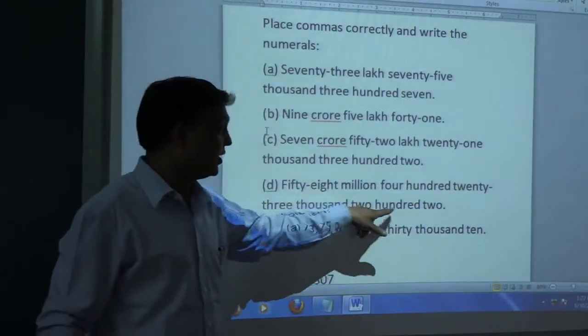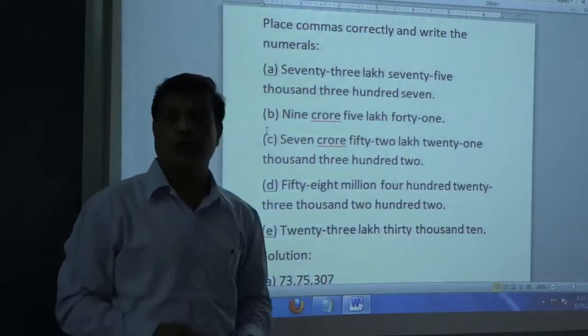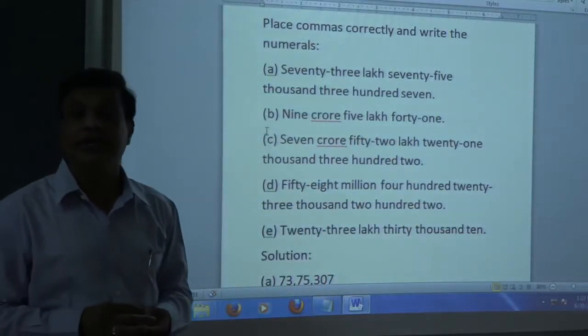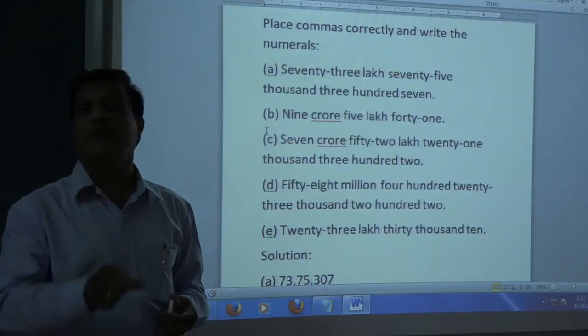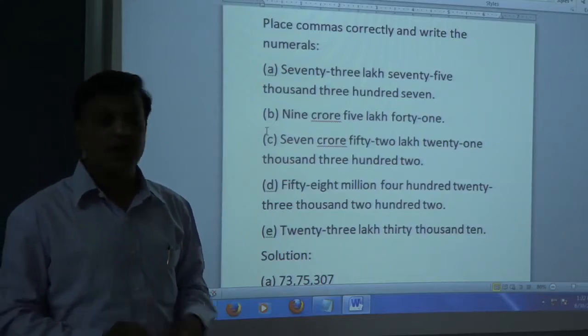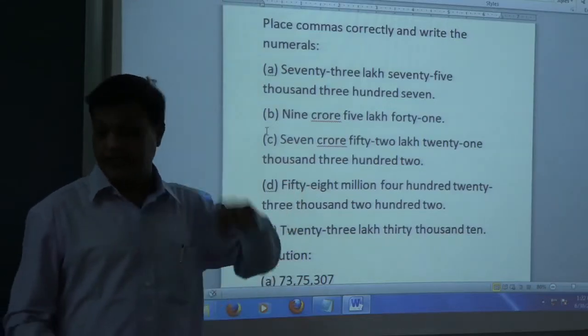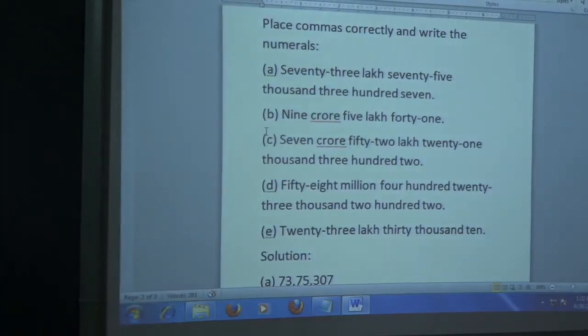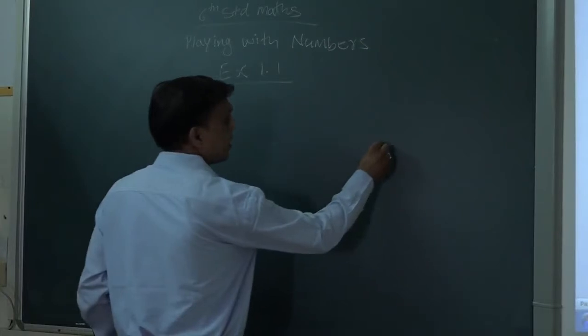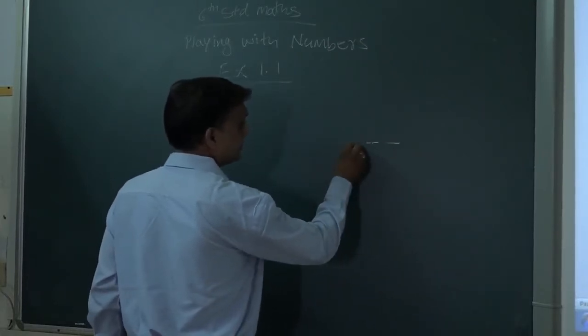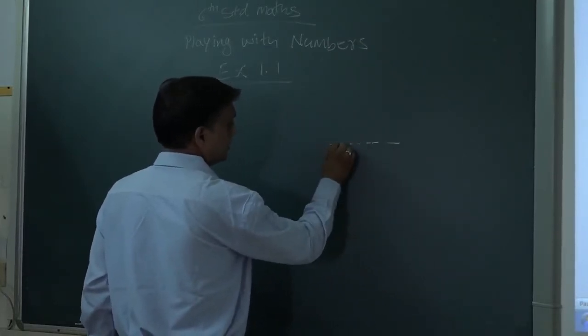Now this is our international system. Once again I am reading 58,423,202. So again you have to put a comma. Now this time you have to read the place value of the international system, not the Indian system, because it is an international number. Now see on the board how to do that.